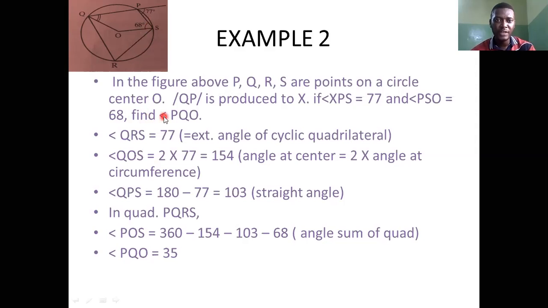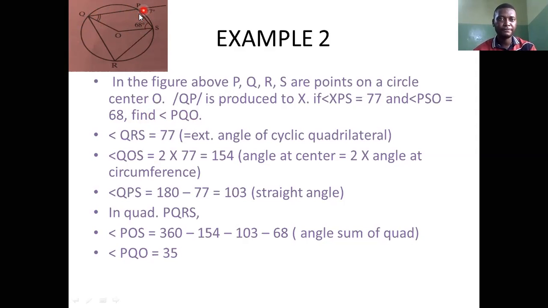Now find angle PQO. Please note, whenever letters are combined like this, the main angle you are looking for is the one at the middle. So we are actually looking for angle Q, not P or O. The middle letter is what we are looking for. So you are looking for angle Q, which is marked here. Look at the diagram: this joins to this, this joins to this. So you choose the middle one, PQO.